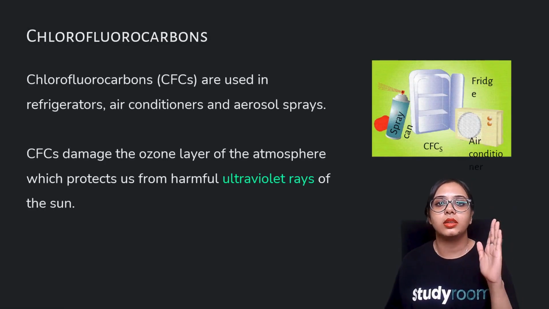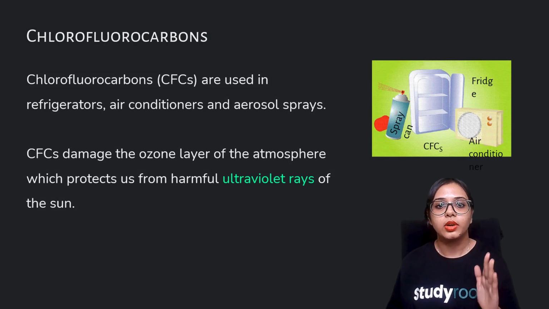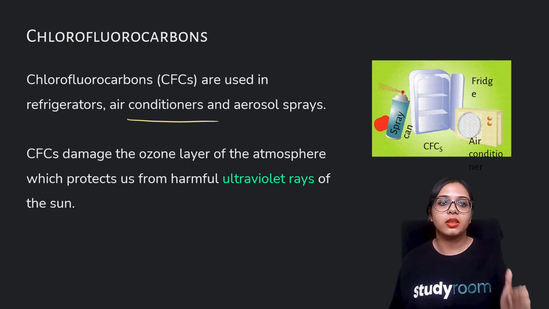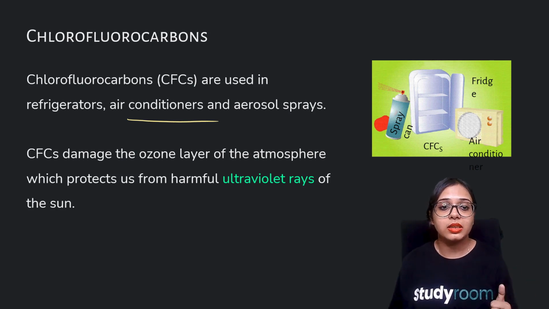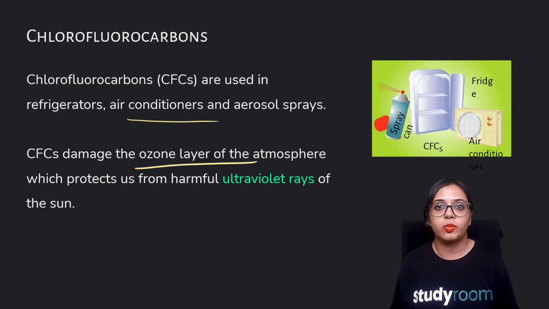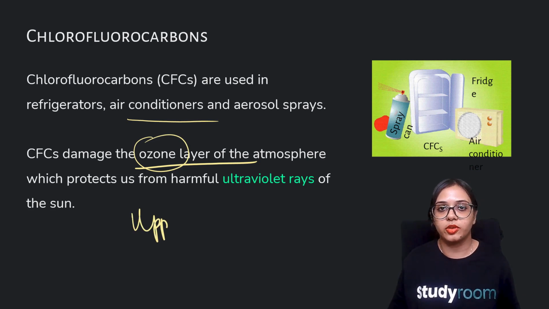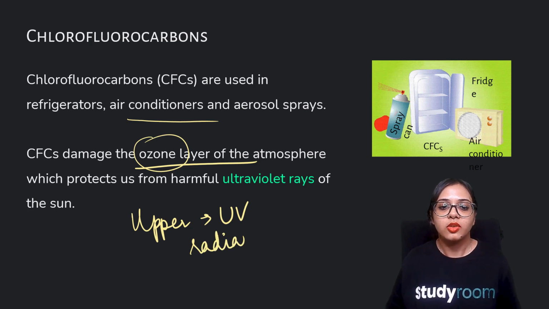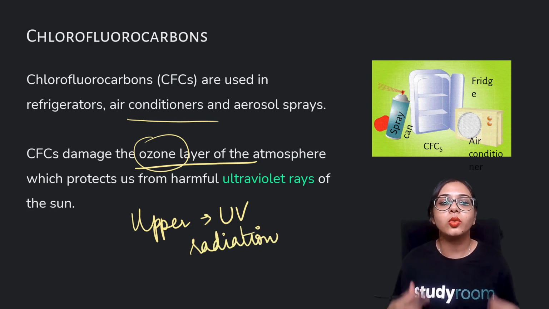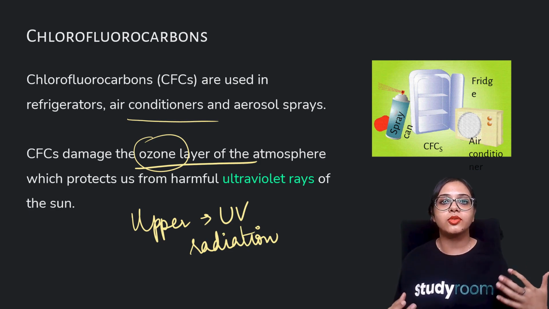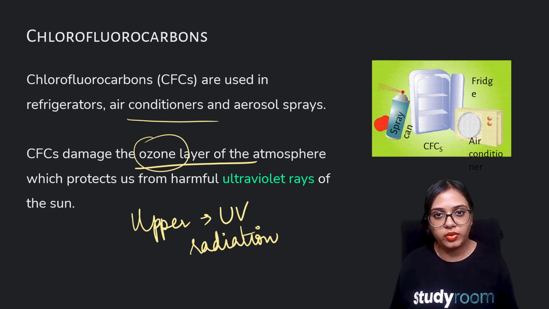Then there is another pollutant known as chlorofluorocarbons, and this is used as a solvent in refrigerators, in air conditioners, and aerosol sprays. Okay, what does this chlorofluorocarbon do? It depletes the ozone layer of the atmosphere. I told you that the ozone layer is present in the uppermost part of the atmosphere, and it protects us from the harmful UV radiation of the sun. So it is because of this ozone layer that when you go out in the sun, you do not get skin cancer, or you're not so affected by the harmful radiation of the sun.